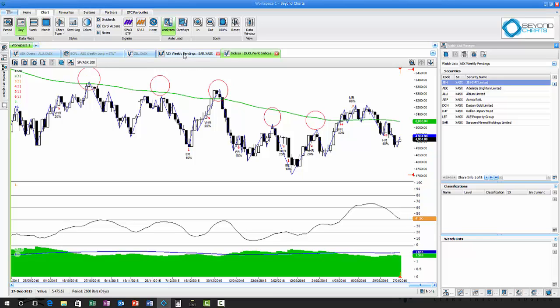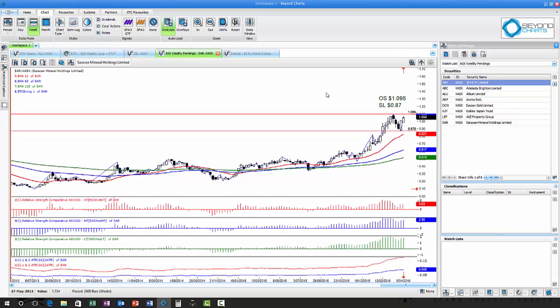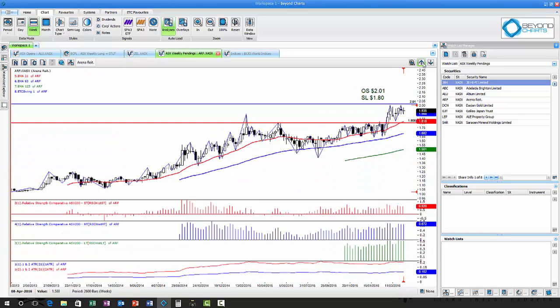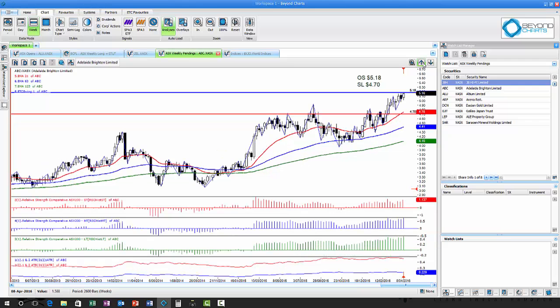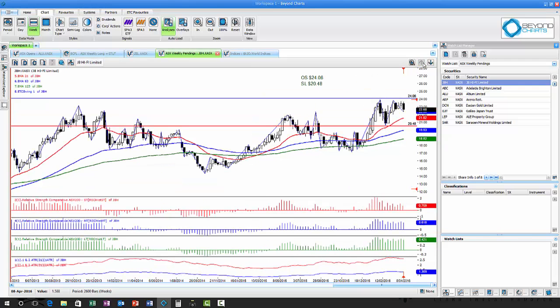All right, so let's go through and have a look at some of the pendings for this particular week. Now, I'll go up to the top of the list here for the pendings, and we'll go through one at a time because there are a couple of cancellations from the last few weeks. You'll notice that we've got JB Hi-Fi in here. It didn't trigger over the last few weeks.